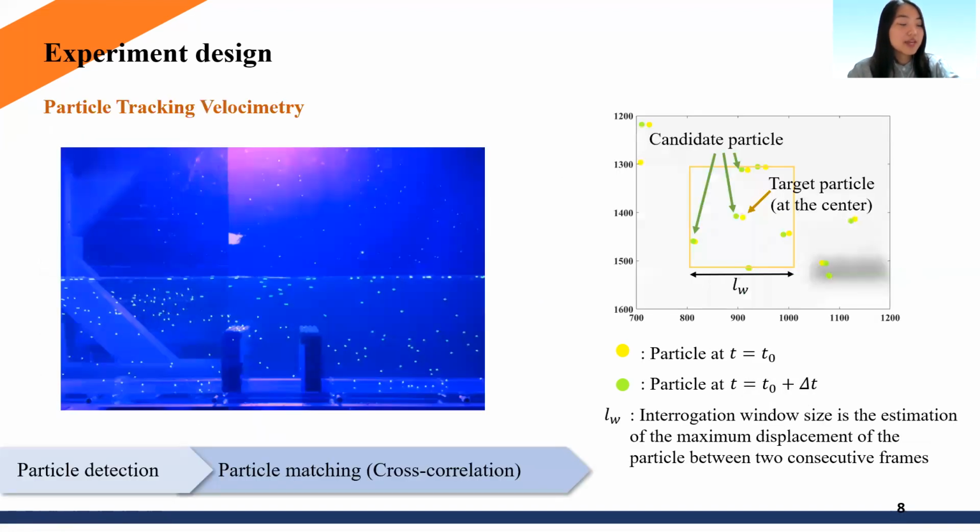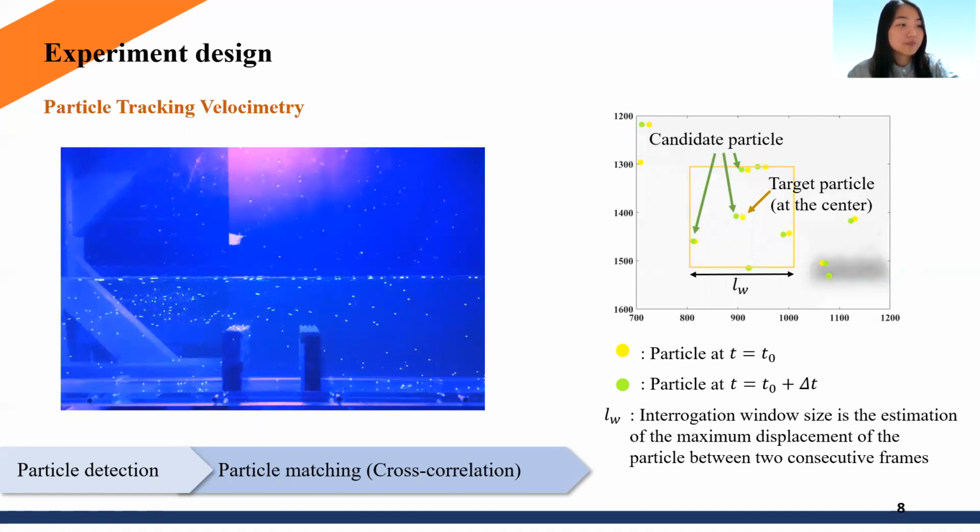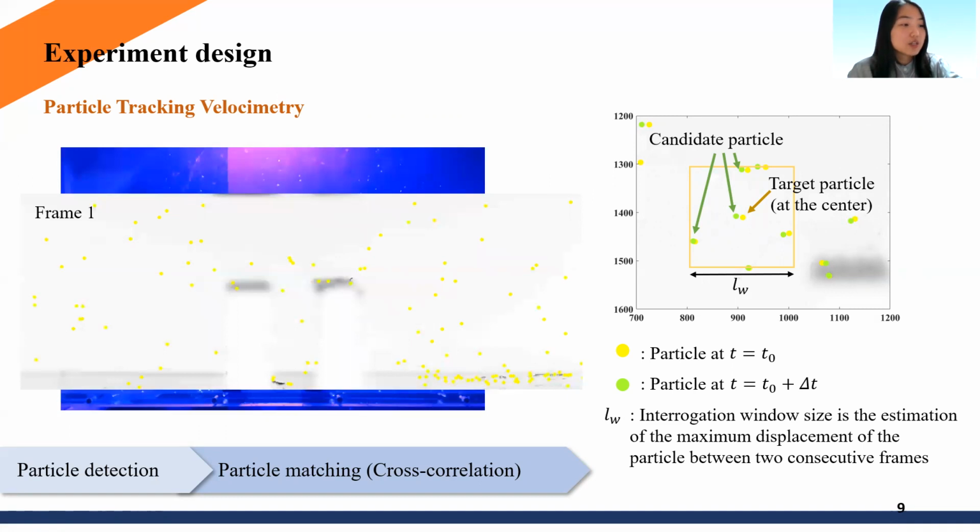I'll briefly explain how PIV and PTV would be used in current research. This is the actual recorded video, which shows the transport of particles, and to analyze their motion, this video should be saved as individual subsequent images. There are 2 steps in particle tracking velocimetry, and the first step is particle detection. The centers of particles are detected from each image based on pixel intensities, and these yellow dots are the locations of particle centers.